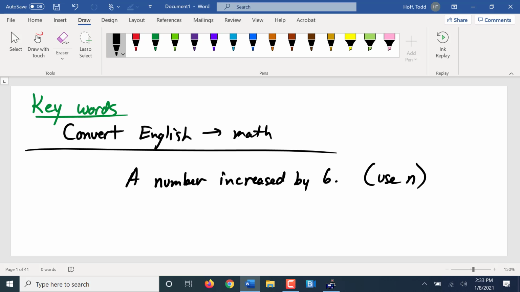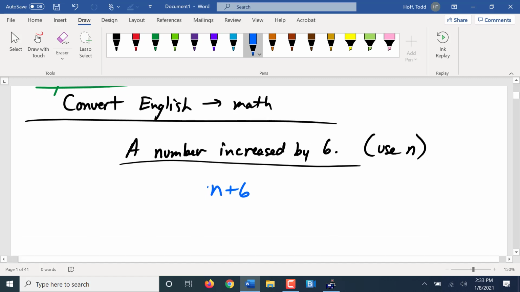So how would we symbolize this? How would we write that out in symbols? A number increased by 6. N plus 6. Very good. Increased by indicates plus 6. Now, there are a lot of other phrases out there that could also indicate n plus 6.